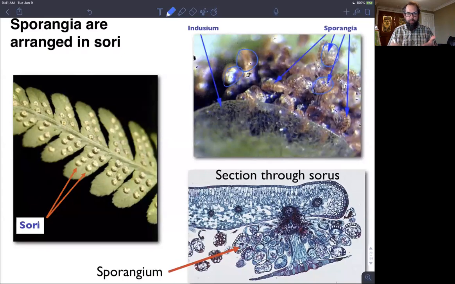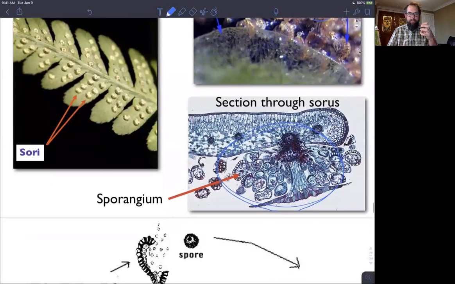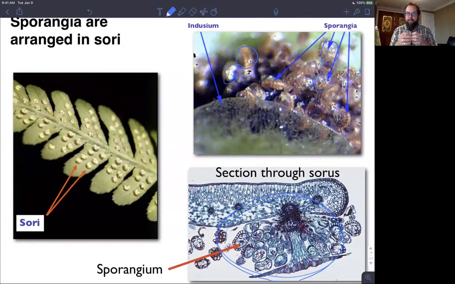If you were to look at one of those little dots with the microscope, this is what you would see over here. So this is a section through a sorus, and what that sorus is, is a group of a bunch of little sporangia. Each one of those sporangia contains within it a bunch of spores. So these are those thin-walled sporangia that we see in our leptosporangiate ferns.